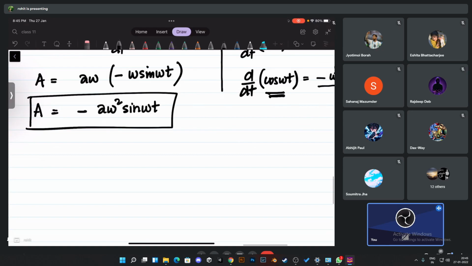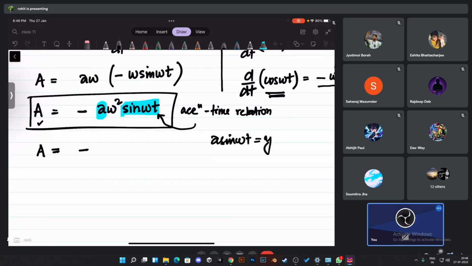So what is this now? Tell me, is it the position time or acceleration time relation? Acceleration time relation. That means you put the value of time here and get the value of acceleration. I'm also going to write the acceleration position relation. That's very simple. Acceleration will be equal to minus omega square times a sine omega t. And you already know a sine omega t is nothing but position, y.